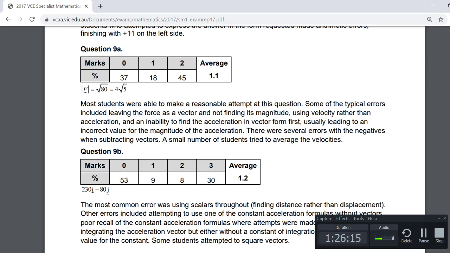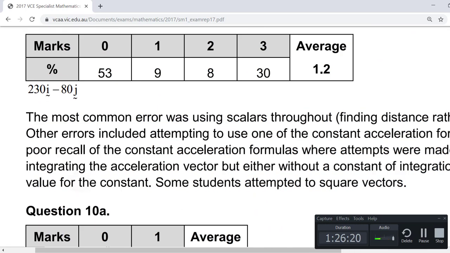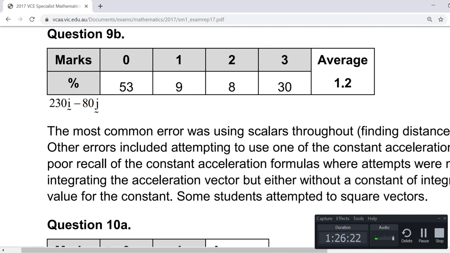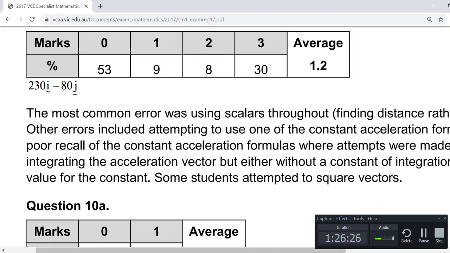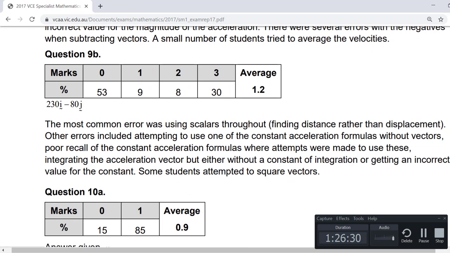Okay, and the second part, look at that. 53% of students got 0. And that's because, number one, the most common error was using scalars throughout, finding distance rather than displacement. Other errors included attempting to use the constant acceleration formulas without vectors. Okay, so these are variable forces. You cannot use Suvat equations.